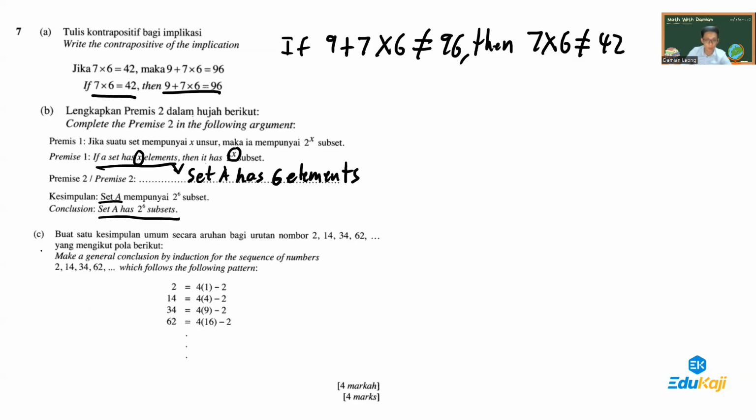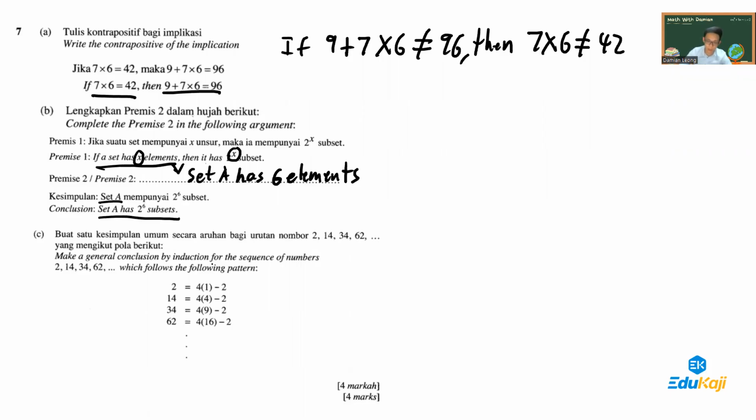Okay. And C, make a general conclusion by induction for the sequence of numbers which follows this pattern. Now, our n value cannot jump. We cannot just put like 4n minus 2 and then n equals 1, 4, 9, 16. That would be wrong. You cannot jump the number like this. It has to be in order.